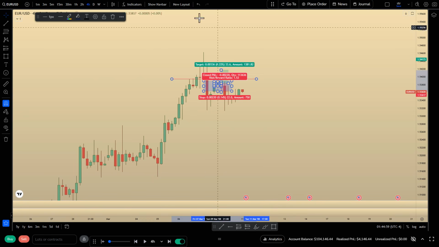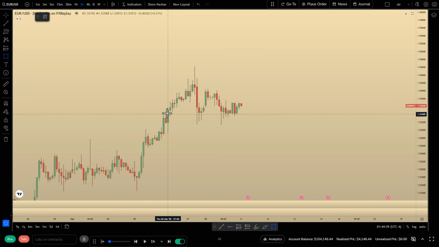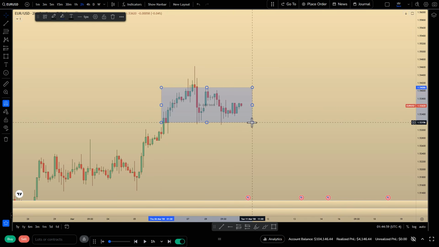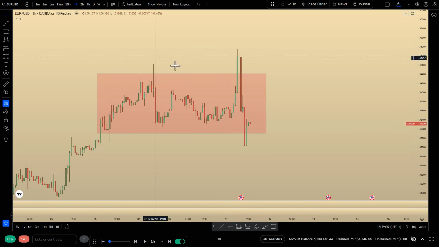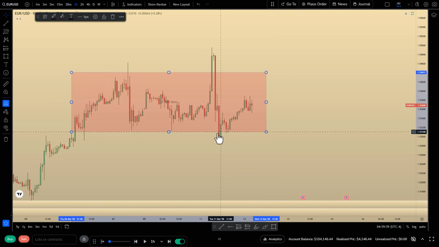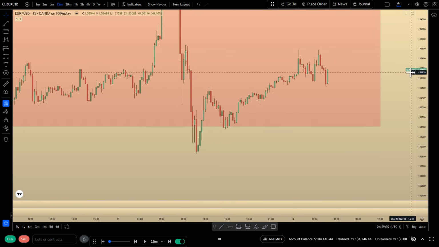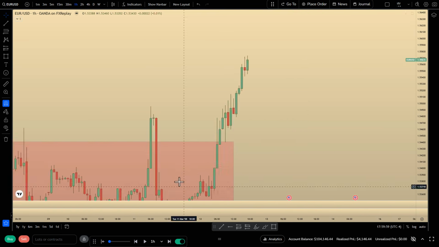Still at that range. Let's draw the range like this. Alright, next day open. Still inside the range. This would have been a nice longing opportunity, but it happened late in the day, 12 p.m. Alright, we are leaving the range. Now we're gonna continue to look for longs.